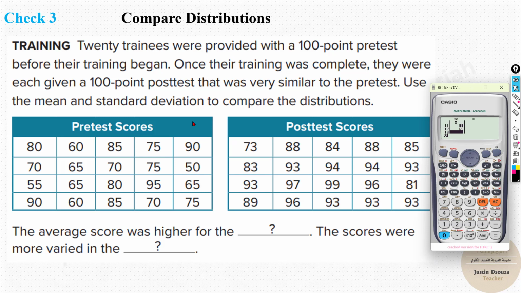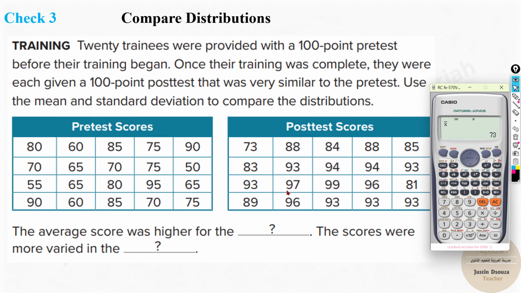55, 65, 80, 95, 65, 90, 60, 85, 70, 75. So 20 values are typed in. Press AC, shift 1. Now type in 4, option number 4, and press 2 for the mean. The average score is 73 here.